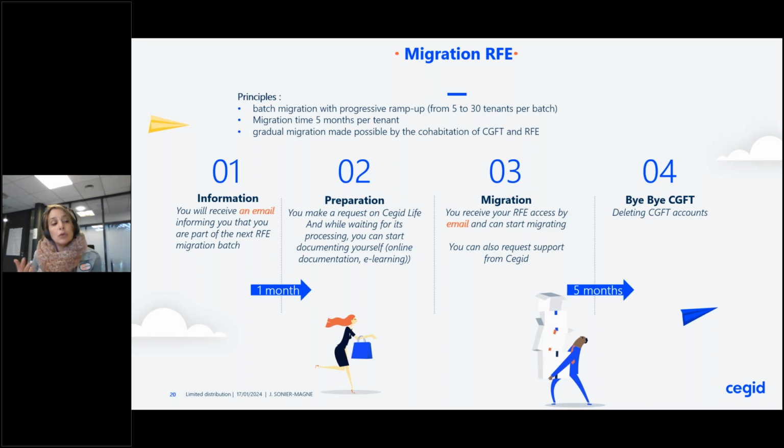And you can do the migration gradually, since RFE and CGFT can cohabit at the same time.